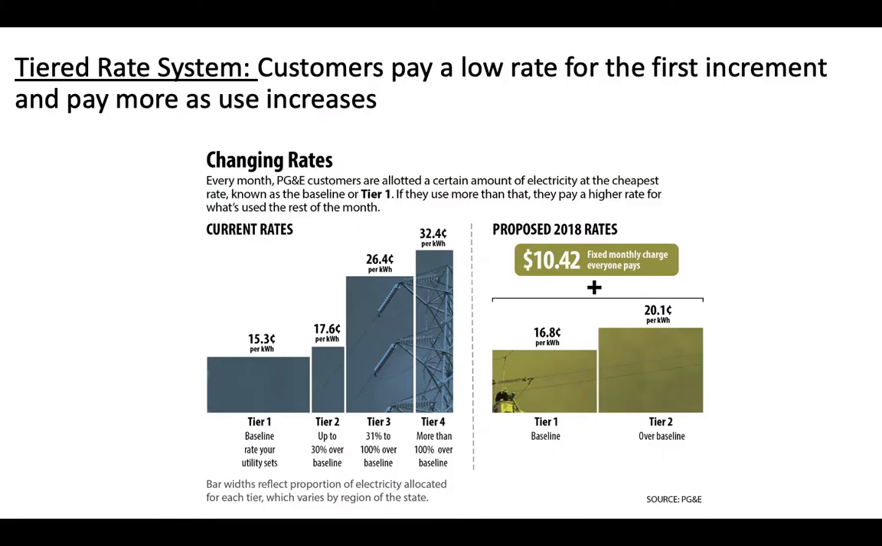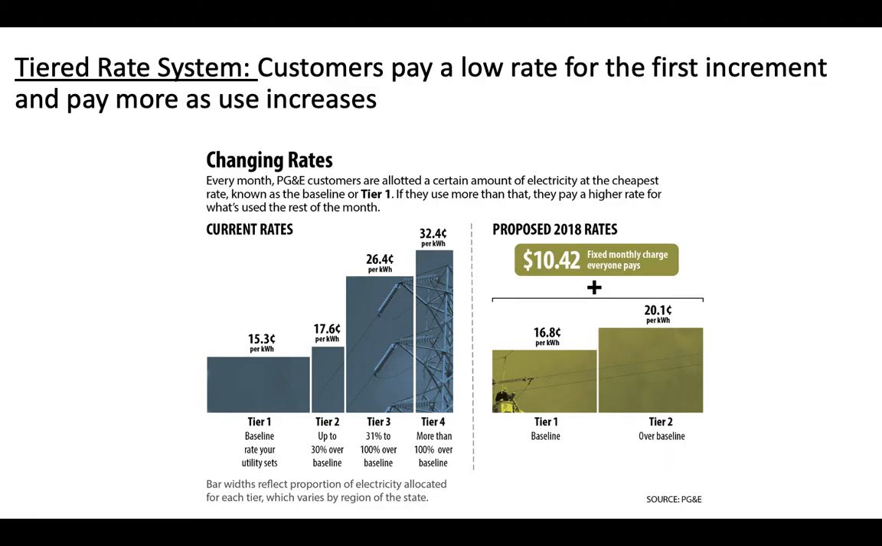Another thing some governments do is they have a tiered rate system, which is like if you use X amount of electricity, you pay a certain rate, but if you go above that amount of electricity, you have to pay a higher rate. So if you're using more electricity, you have to pay more for that extra bit of electricity you're using.